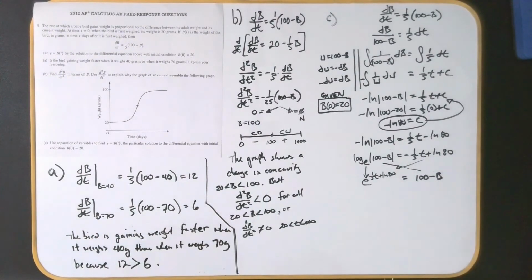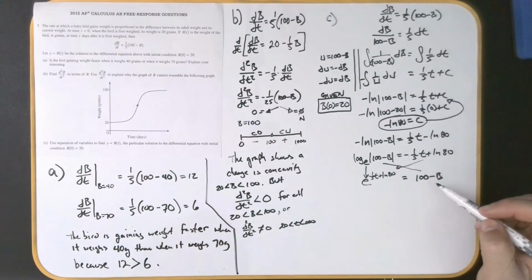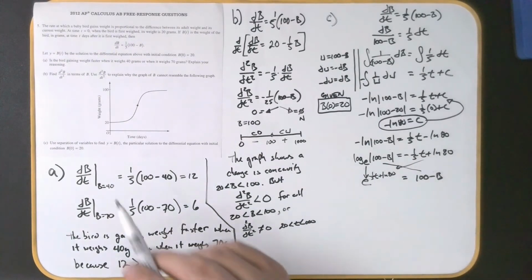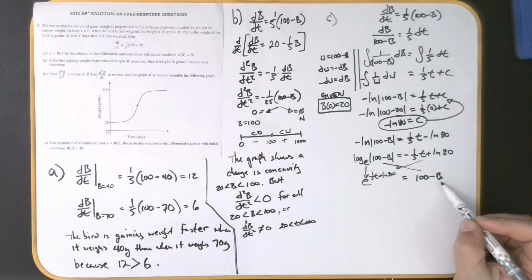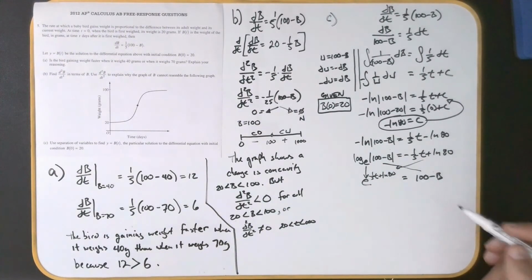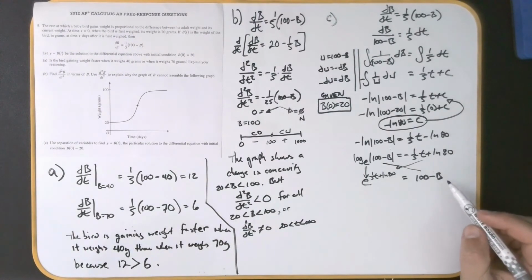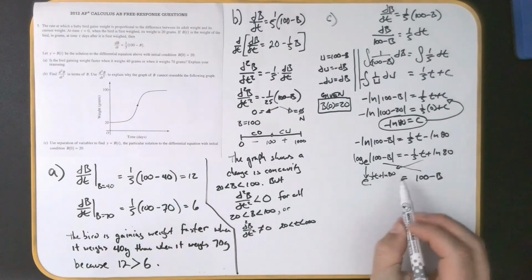Now, I'm going to take off my absolute value, and here is why. In the question, if you'll notice here, the adult weight is 100. B never gets there. B is always less than 100, so I don't need my absolute value anymore. So I'm just going to take it off. It's not necessary. So now I have a little cleanup here to do.